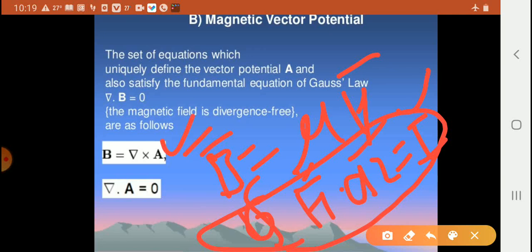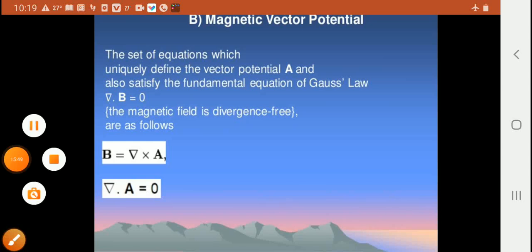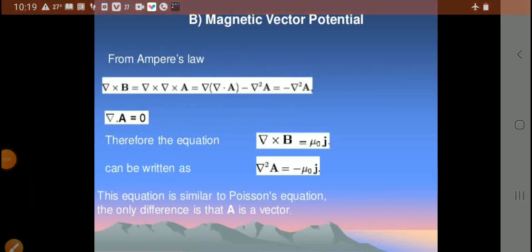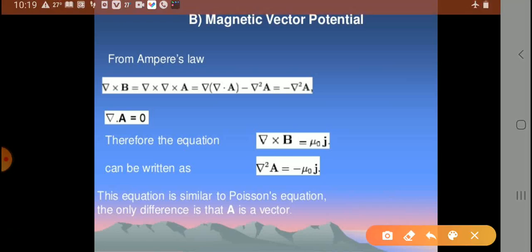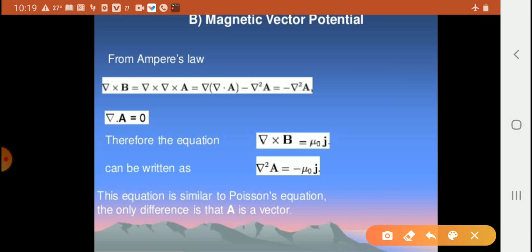So A in the form of divergence: B equal to del cross A, del dot A equal to 0. So Ampere's circuital law: del cross B equals del cross del cross A, which equals del of del dot A minus del square A. Here del dot A equals 0. Therefore the equation del cross B equal to mu 0 J can be written as del square A equal to minus mu 0 J.